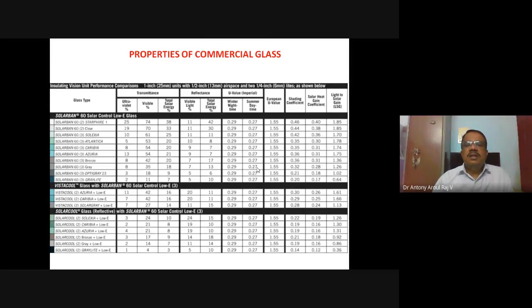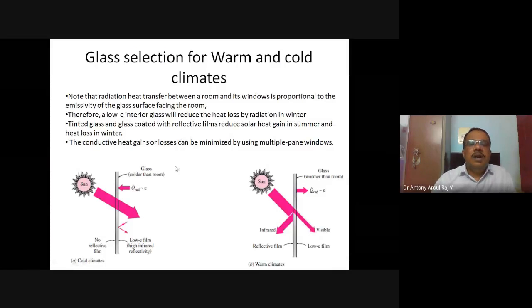Okay, so these are the things which we should know while selecting the glass. We are talking about glass selection. We can find that the radiation heat transfer between the room and window is proportional to the emissivity of the glass. Emissivity is also very important.